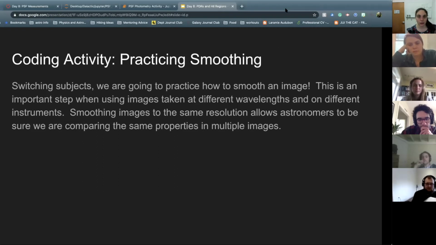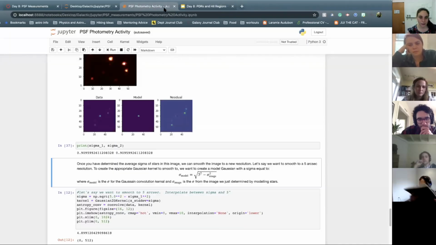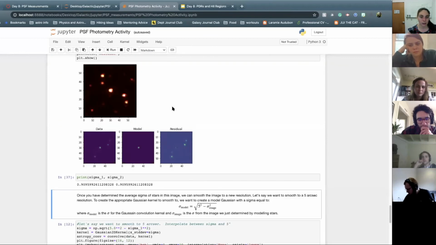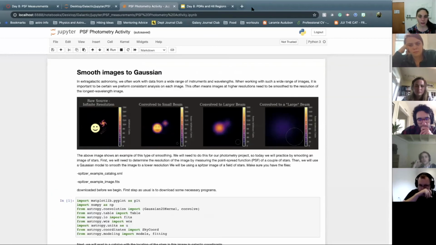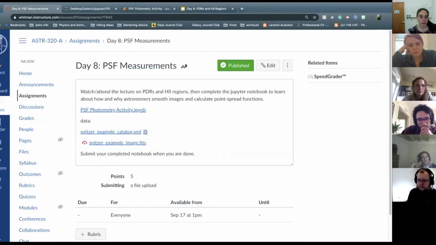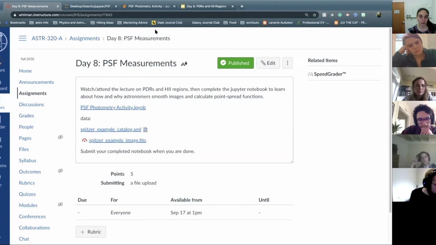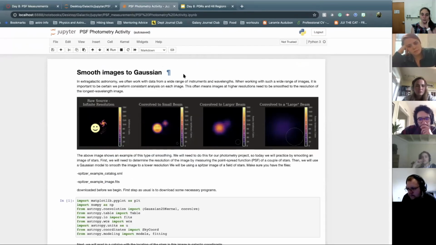This is a little bit of a confusing step, so I'm going to try to walk through it. As per usual, in your date assignment called PSF measurement, there will be a notebook as well as some data for you to check out. Within the notebook, we will be smoothing, we will be convolving our data to a lower resolution.